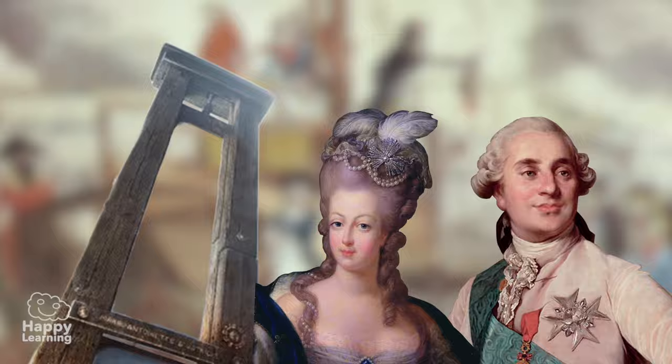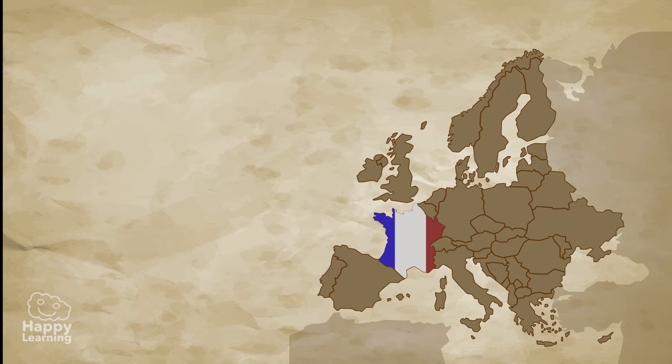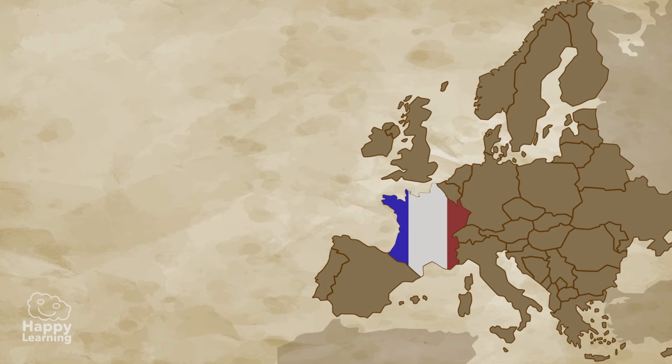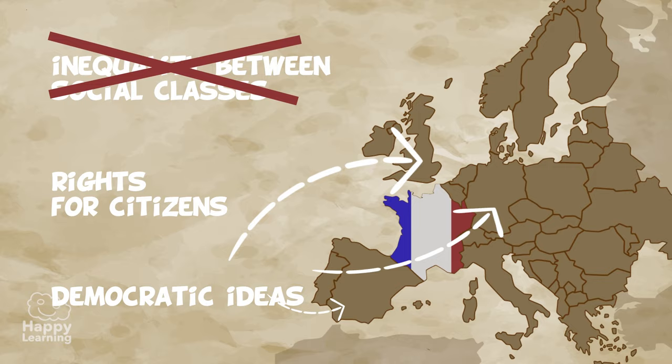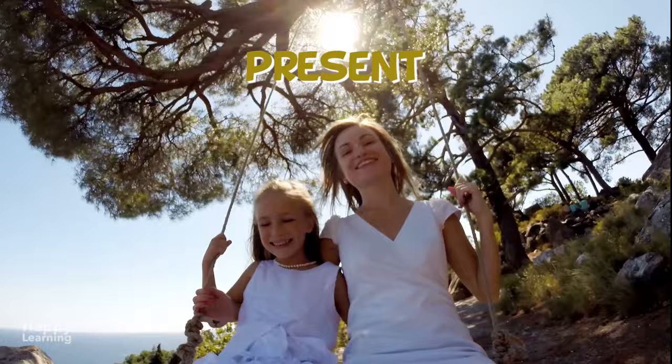The consequences of the French Revolution were many, but the most important thing was that it ended the inequality between social classes, that new rights were established for citizens, and that democratic ideas were spread to the rest of the countries of Europe. The truth is that knowing the past, the present is better understood, and the future is improved. Don't you think?